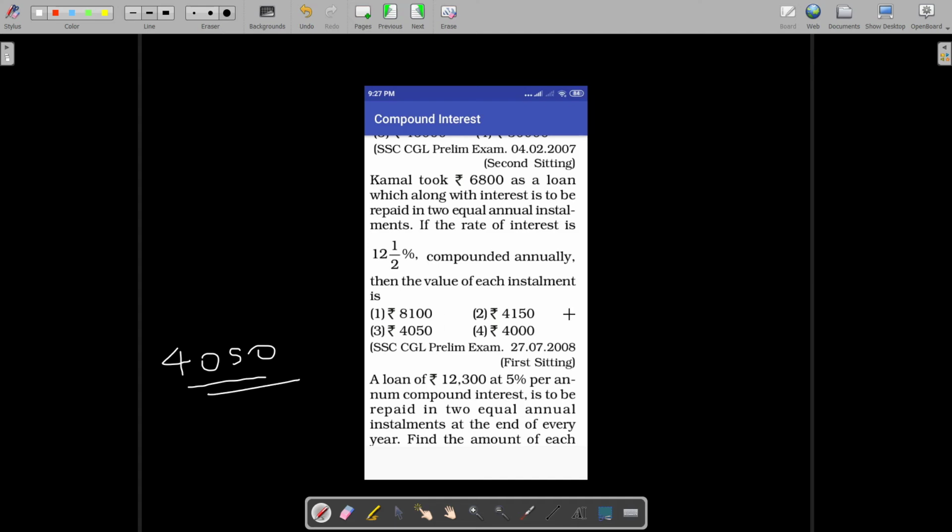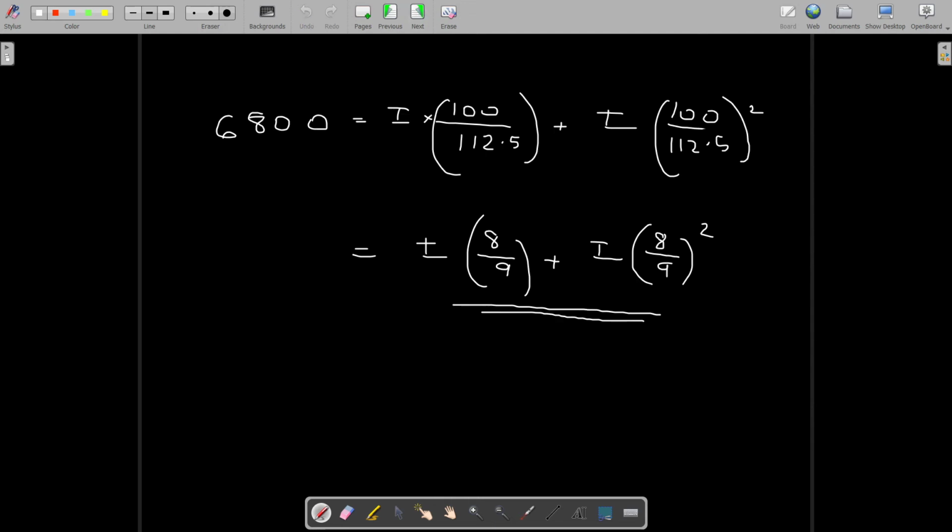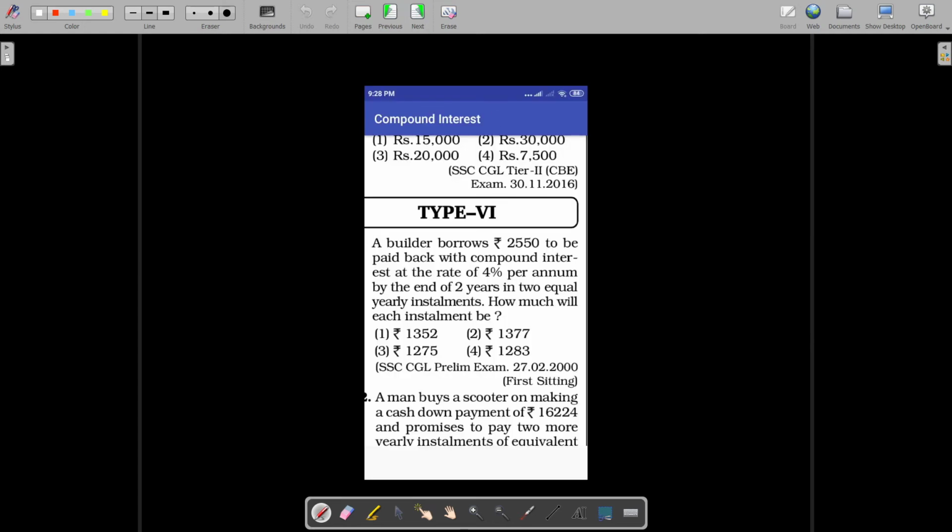because if you make 2 installments of rupees 8100, you are paying almost 16,000 rupees. 16,000 plus rupees you are paying. That much amount you need not pay. So for this question, the answer should be C. Or if you solve this equation, you will get the answer 6800 by 8 by 9 plus 8 by 9 square. Moving on to the next question.